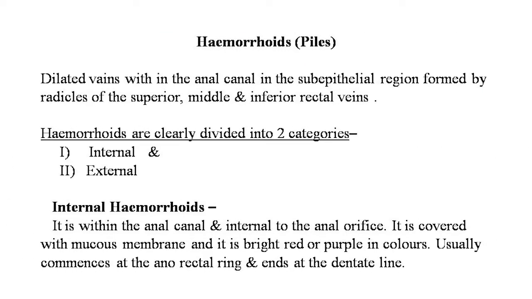Now start with me. Hemorrhoids. These are dilated veins within the anal canal in the subepithelial region formed by the radicles of the superior, middle and inferior rectal veins. Hemorrhoids are clearly divided into two categories, internal and external. Internal hemorrhoids are within the anal canal and internal to the anal orifice. They are covered with mucous membrane and are bright red and purple in color. They usually commence at the anorectal ring and end at the dentate line.